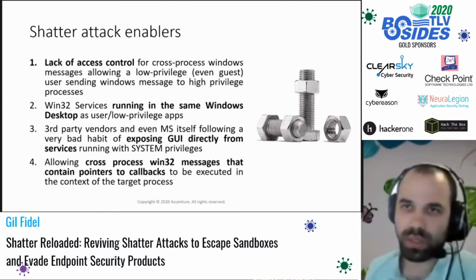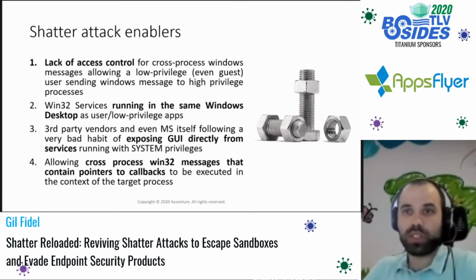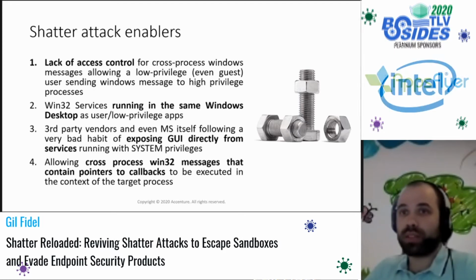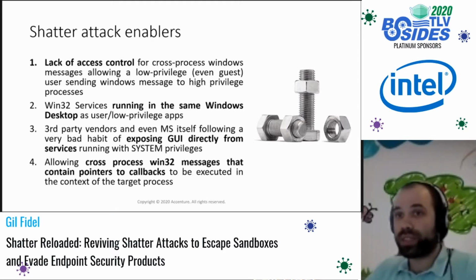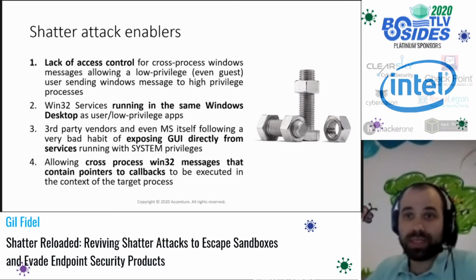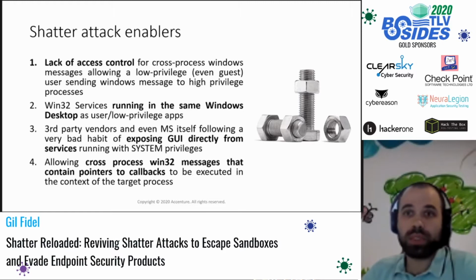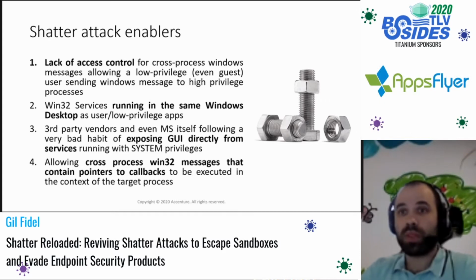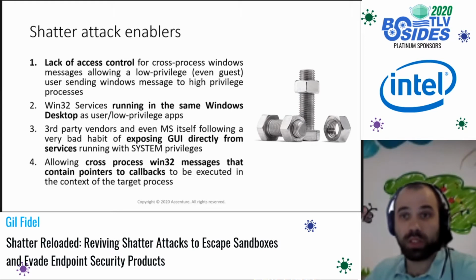Now, if we think a little bit more generally, what is actually the problem here that caused this privilege escalation vulnerability? So the first one was the lack of access control. The fact that a process running as a low privileged user, even guest, could send Windows messages to a high privileged process, even a system process, that's one problem. The second one was the lack of namespace isolation in terms of Windows sessions and desktops. So there is no good reason for user processes and services to be running on the same Windows desktop.